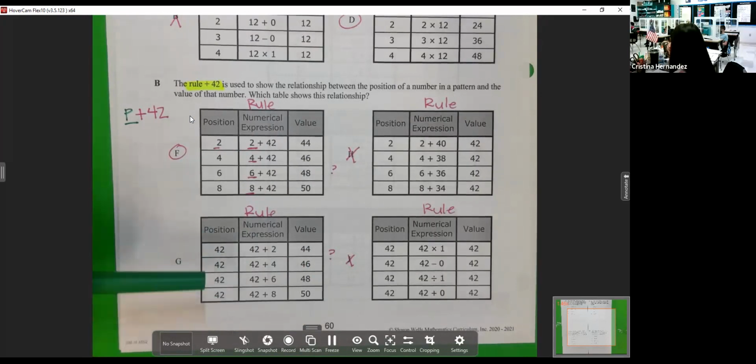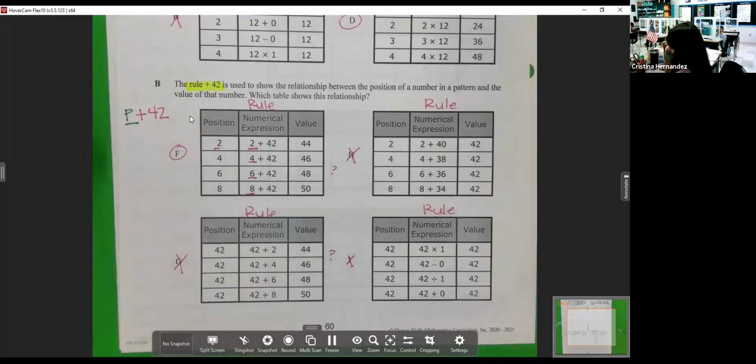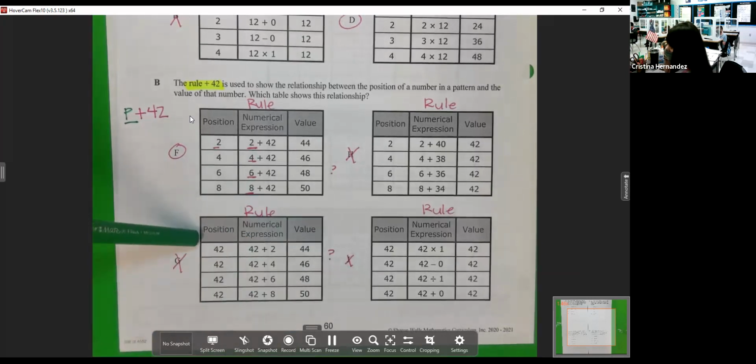Are y'all paying attention? Does this have position 1, 2, 3, or 4? No. So we should know that one wouldn't be it. I don't even know where they... Oh, they kept the position the same. Okay.